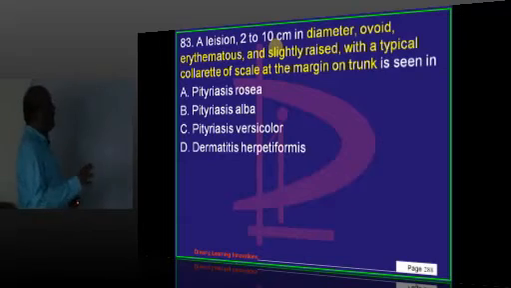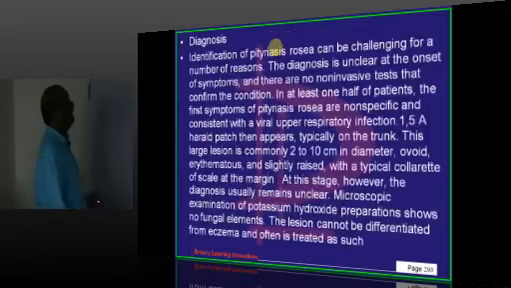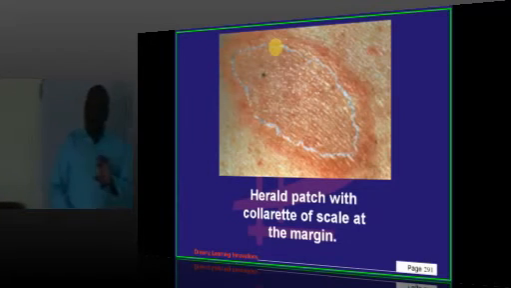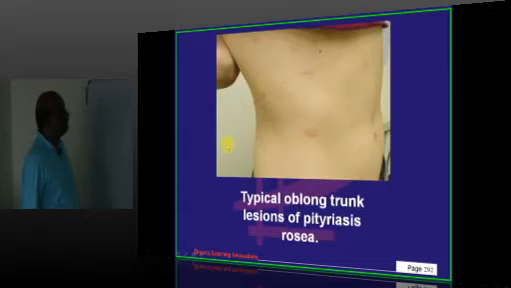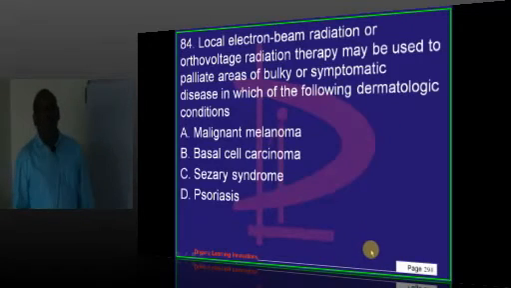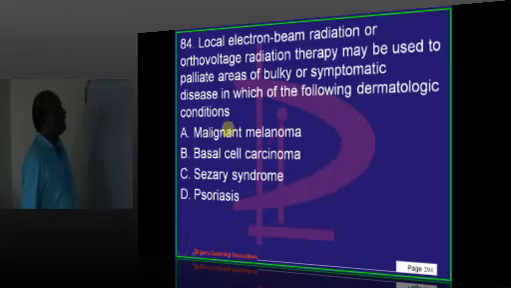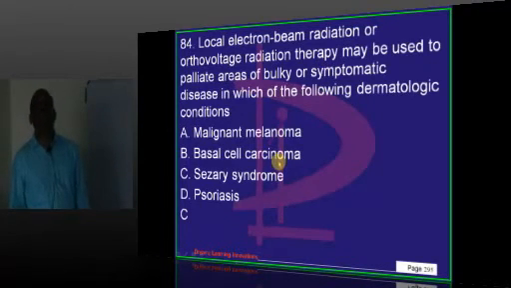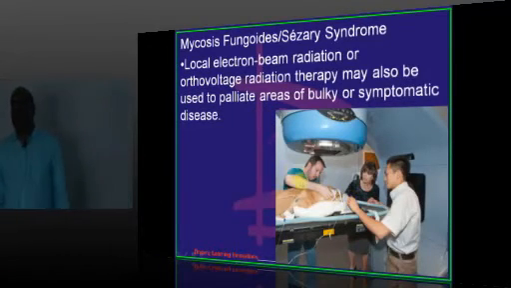A diameter ovoid erythematous slightly raised lesion with a coronet-like scale appearance. Classical feature of pityriasis rosea. So the herald patch, cigarette-like scale at the margin, oblong trunk lesions of Christmas tree pattern along the lines of Langer are the classical feature of pityriasis rosea. Local electron beam therapy, where do we use in case of cutaneous T-cell lymphoma, Sézary syndrome? Sézary syndrome, local electron beam therapy you will be doing.